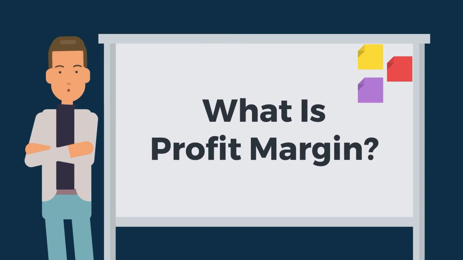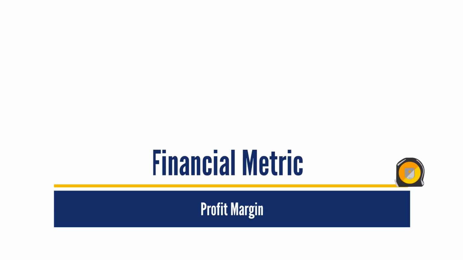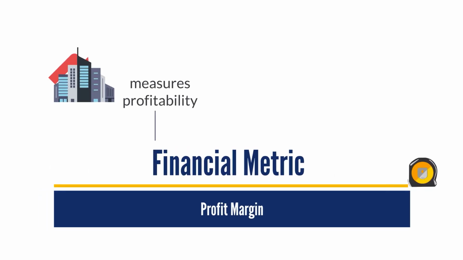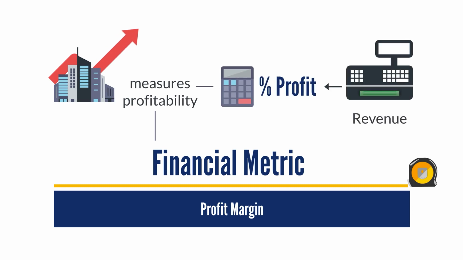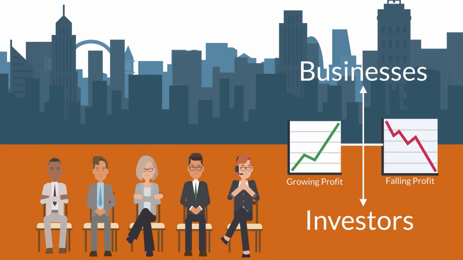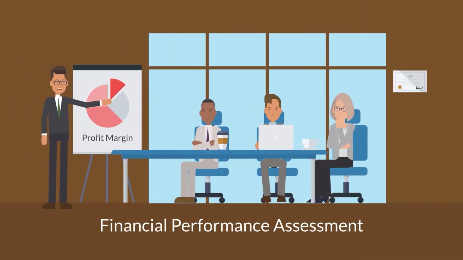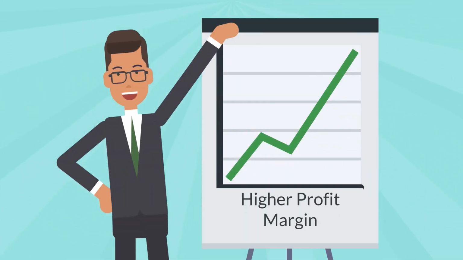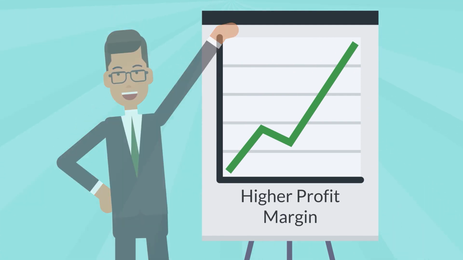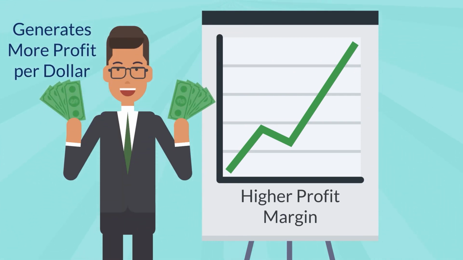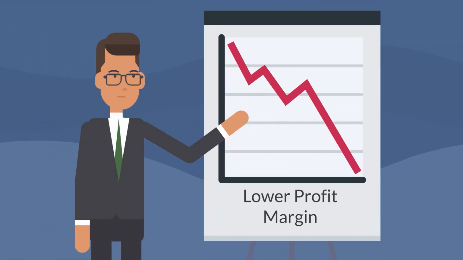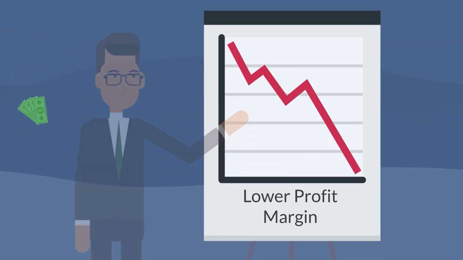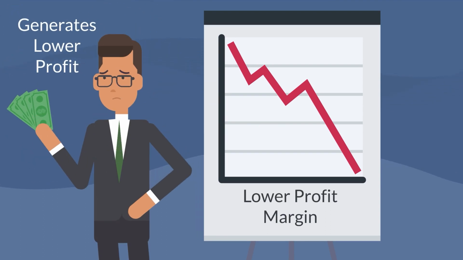What is profit margin? Profit margin is a financial metric that measures the profitability of a company or a product by calculating the percentage of profit generated from its revenue. It is a common indicator used by businesses and investors to assess the financial performance and efficiency of a company's operations. A higher profit margin indicates that a company is able to generate more profit per dollar of revenue, which suggests better financial health and efficiency. On the other hand, a lower profit margin may indicate lower profitability or higher costs relative to revenue.